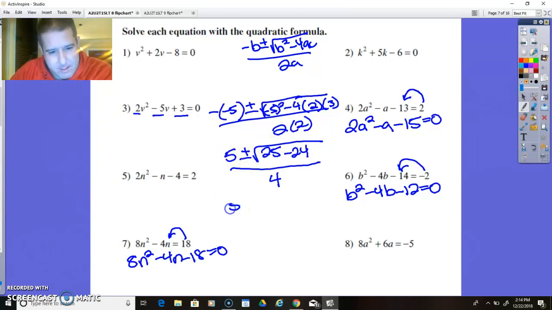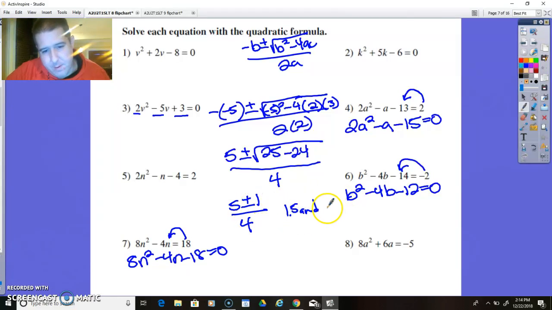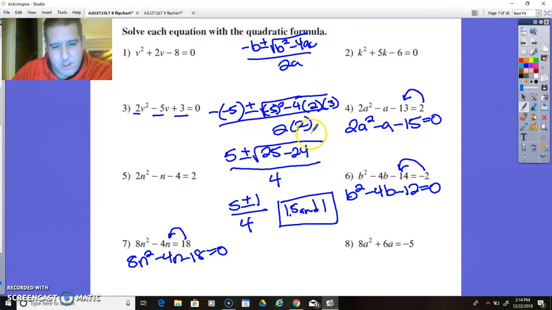5 plus or minus the square root of 25 minus 24, which is 1. The square root of 1 is both positive and negative 1, divided by 4. And then I can solve it twice. 5 plus 1 is 6, 6 divided by 4 is 1.5. 5 minus 1 is 4, 4 divided by 4 is 1. So 2 real solutions. That's not always going to be the case. Anytime you get a negative number right here, then you're going to have imaginary solutions.